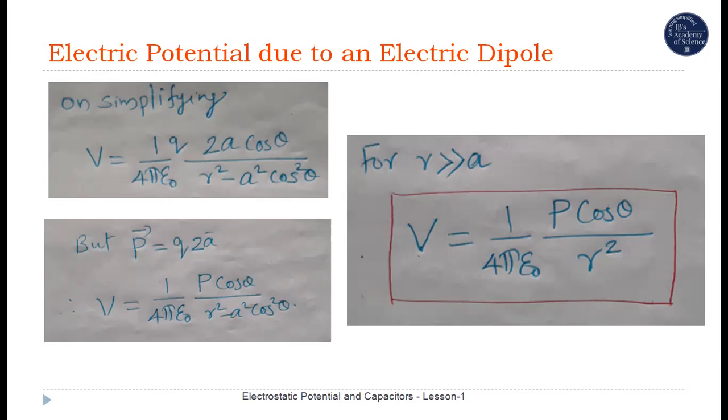So this is the electric potential due to a dipole at any point around the dipole.